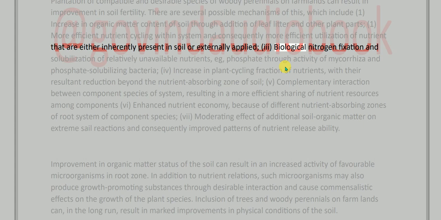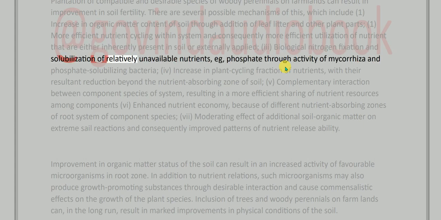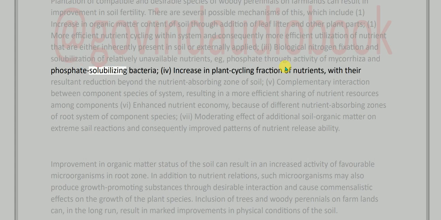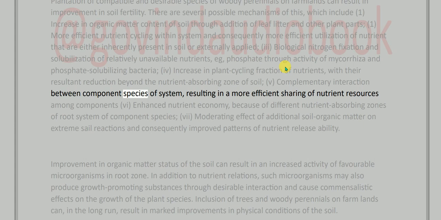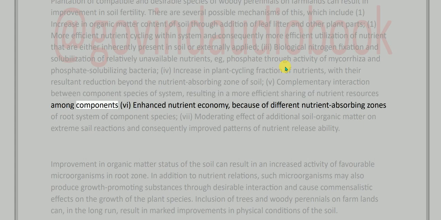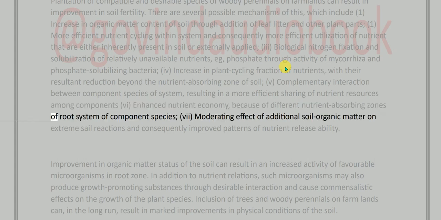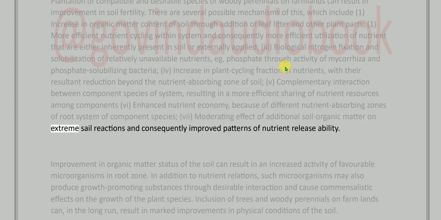Biological nitrogen fixation and solubilization of relatively unavailable nutrients, e.g., phosphate, through activity of mycorrhiza and phosphate solubilizing bacteria. 4. Increase in plant cycling fraction of nutrients, with their resultant reduction beyond the nutrient-absorbing zone of soil. 5. Complementary interaction between component species of the system, resulting in a more efficient sharing of nutrient resources among components. 6. Enhanced nutrient economy, because of different nutrient-absorbing zones of root systems of component species. 7. Moderating effect of additional soil organic matter on extreme soil reactions and consequently improved patterns of nutrient release availability.